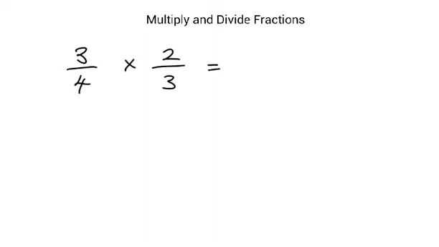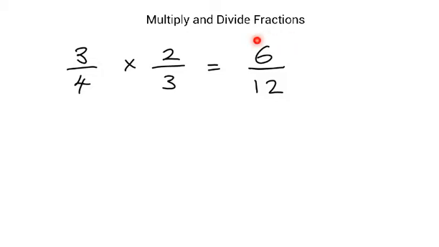Now what makes multiplying fractions so simple is that you deal with the numerators first. So it's going to be 3 times 2, which is 6. And then we deal with the denominators, 4 times 3, which is 12. And there's your answer, 6/12. But for a bonus mark, often in an exam, you'll need to simplify this.